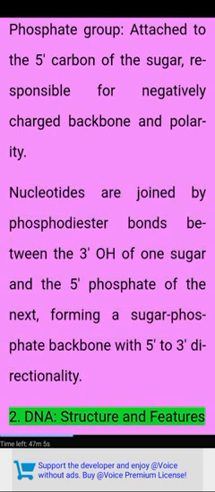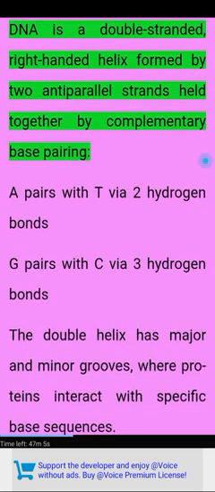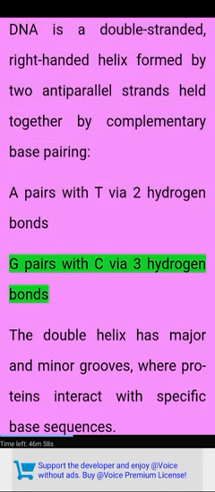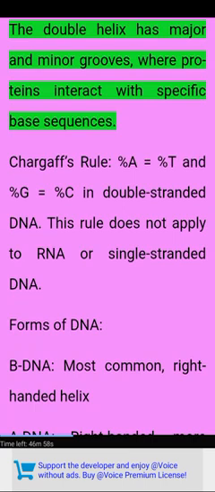2. DNA, structure and features. DNA is a double-stranded, right-handed helix formed by two antiparallel strands held together by complementary base pairing. A pairs with T via 2 hydrogen bonds. G pairs with C via 3 hydrogen bonds. The double helix has major and minor grooves, where proteins interact with specific base sequences.